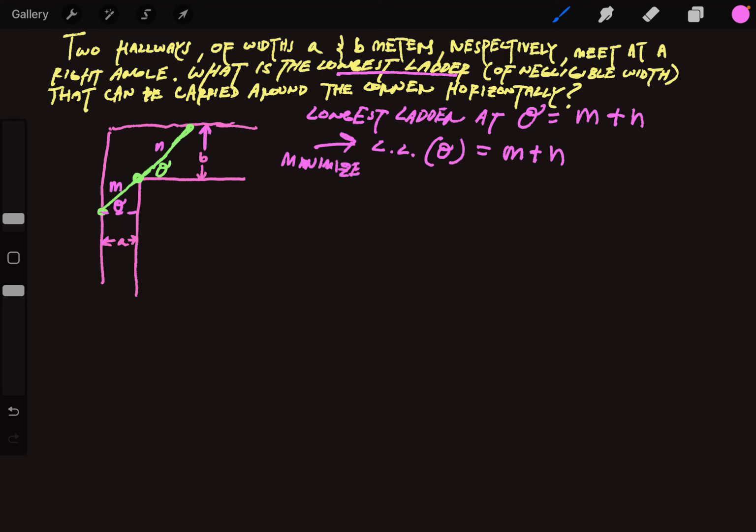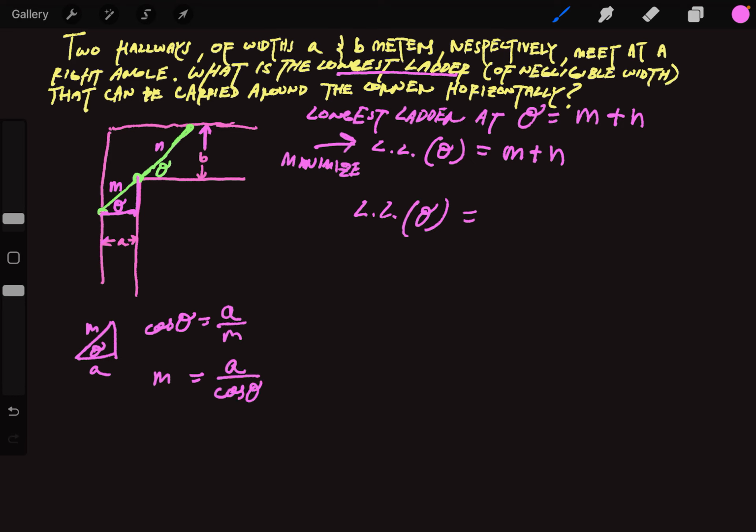Okay, and again, let's get this function now. Longest ladder at theta is m plus n. Now, what is m? Well, if we look at m in this one, you take out this triangle. Here's theta, here's m, and this length is a, that bottom length. So cosine of theta is a over m. And if you solve for m, you're going to get, sorry, a over cosine theta.